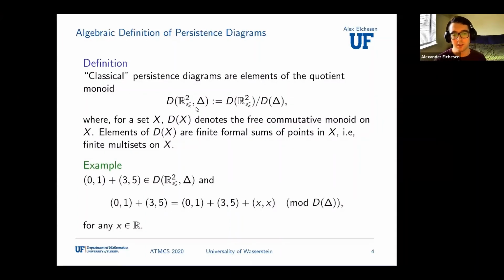Here's an example of a typical element of that space. You just take 2 points in the plane and you add them together. That's a typical element, but really it's a coset in this space. Modulo the free commutative monoid on the diagonal, you have this equality: I'm allowed to take any formal sum and add points from the diagonal as many times as I want. We always have this equality modulo the diagonal, and that's baking into this definition the idea of being allowed to match to the diagonal.